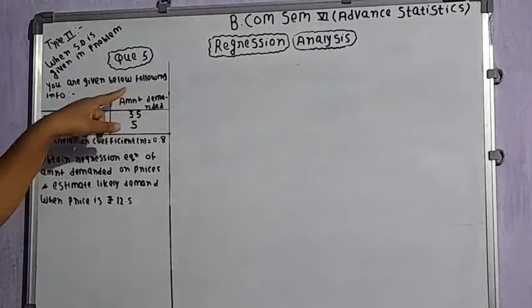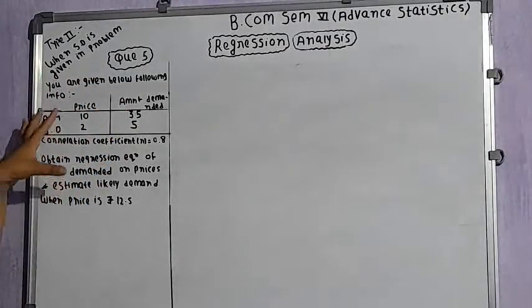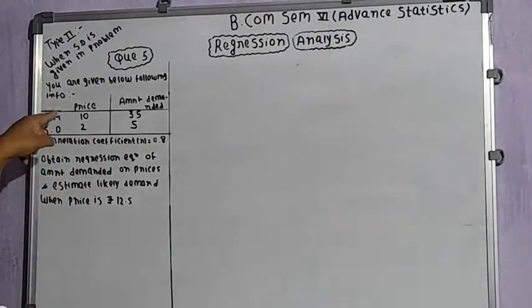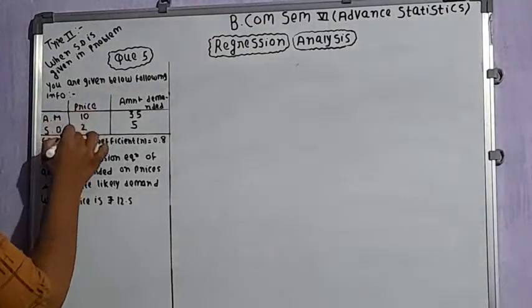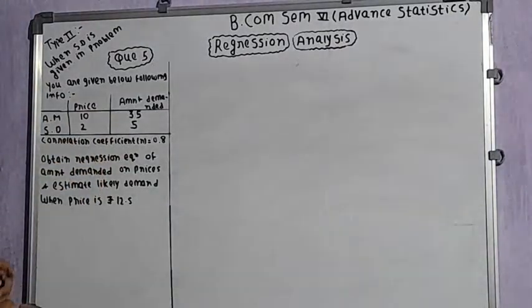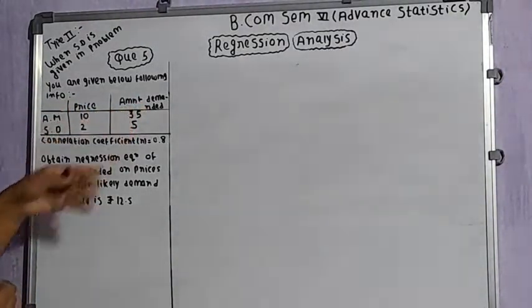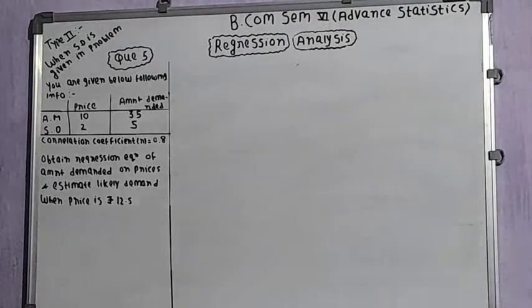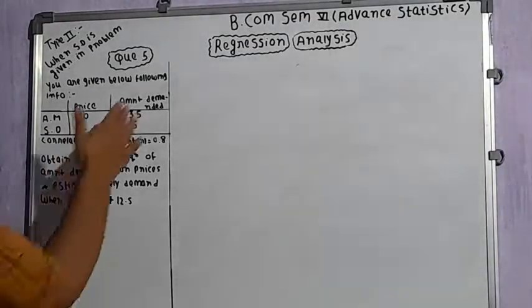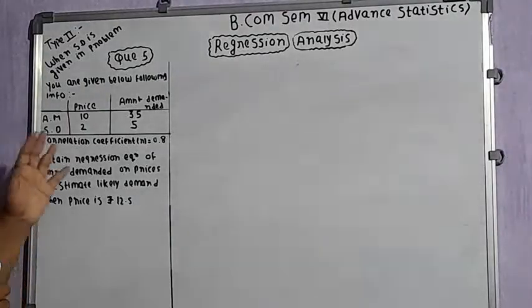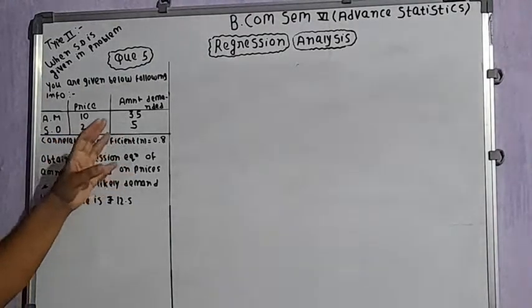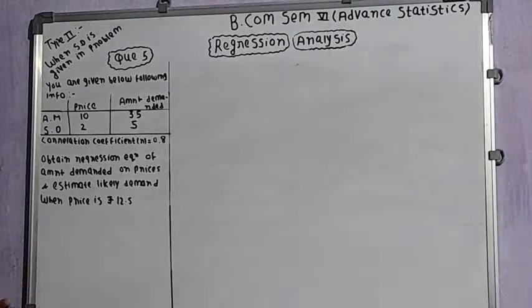You are given the following information. Price is given, amount demanded is given. After that, arithmetic mean of the price and arithmetic mean of the amount demanded is given over here. The standard deviation of price and the standard deviation of amount demanded is also given over here. And then we have the correlation coefficient, which will be used to calculate the regression coefficient. After that, what have we been asked?